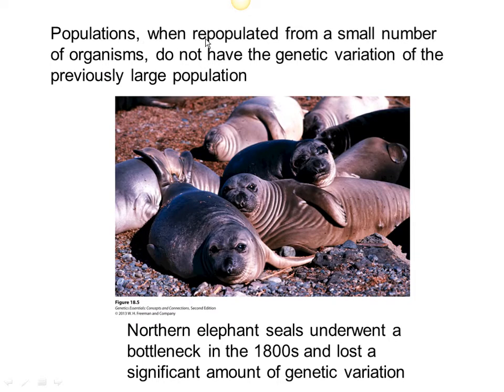And even when a population is repopulated in number, you won't recover the amount of genetic variation that you had from the original population. So for example, you have northern elephant seals that underwent what's called a bottleneck in the 1800s. There was overhunting, and the number of northern elephant seals got very, very small.